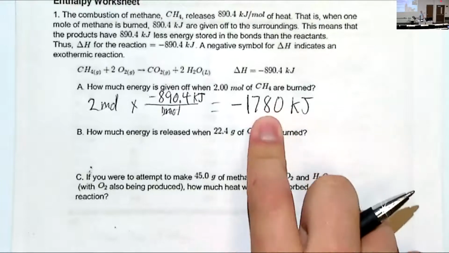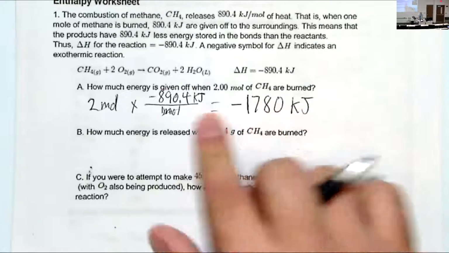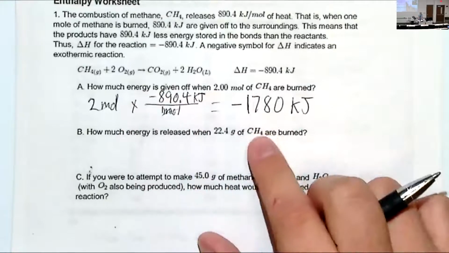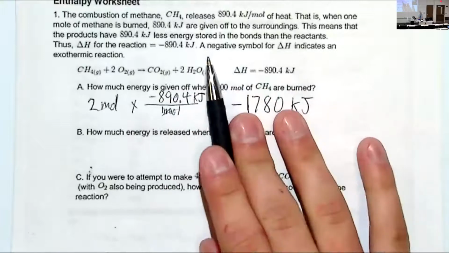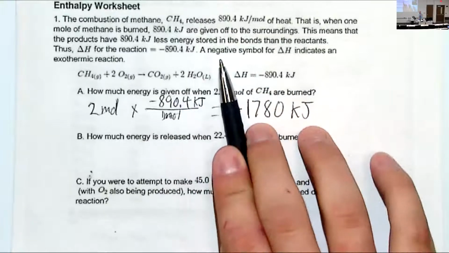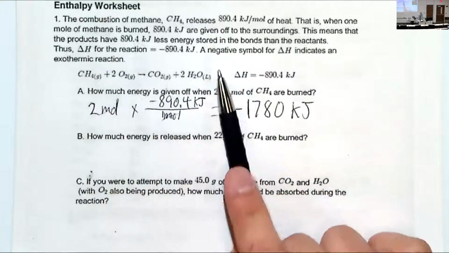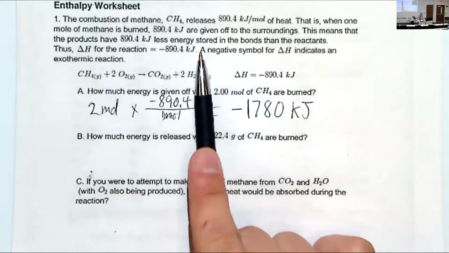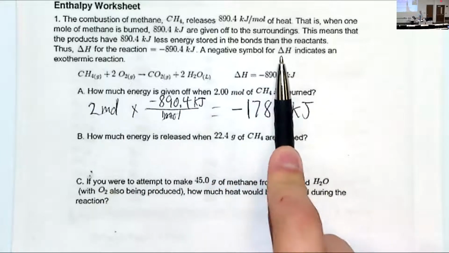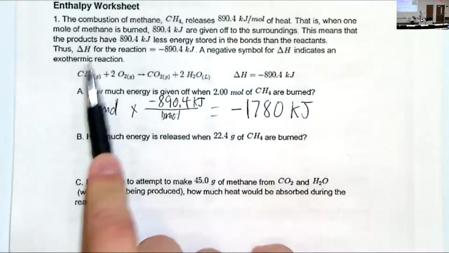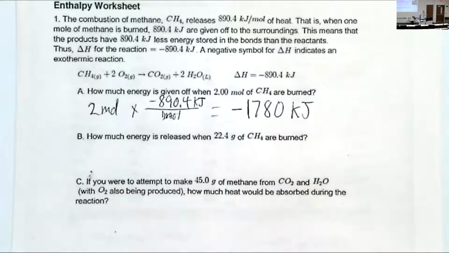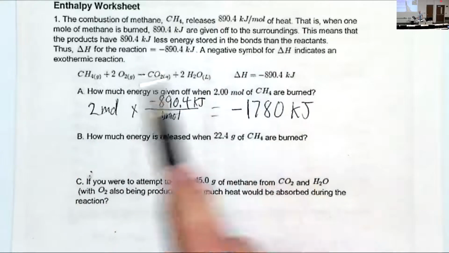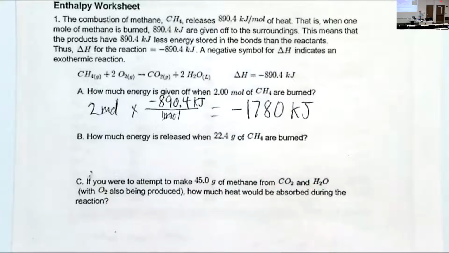But that's how much heat is being given off when we burn our methane. A good thing to know when you're doing enthalpy equations: the negative symbol is exothermic. When there's a negative, it's being released, and when it's positive, it's being absorbed. So negative is exothermic, and positive is endothermic.